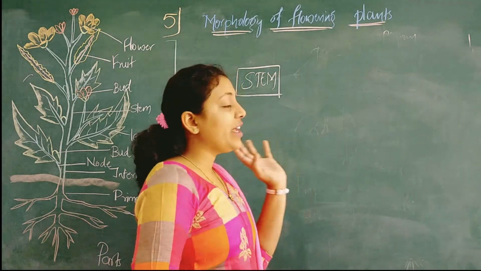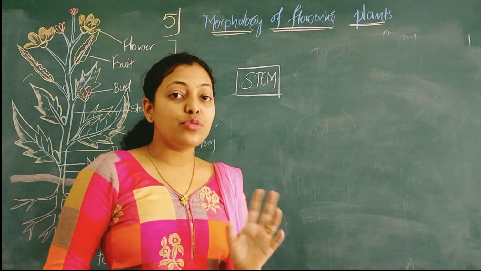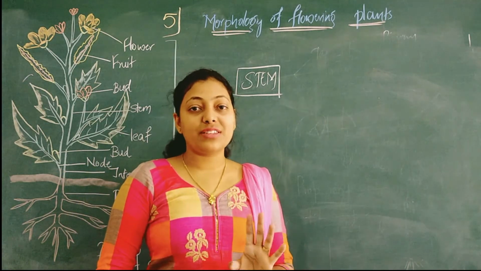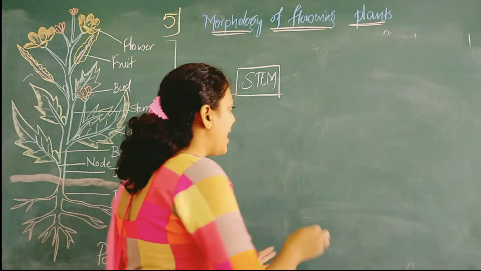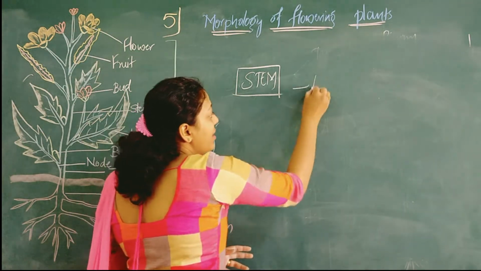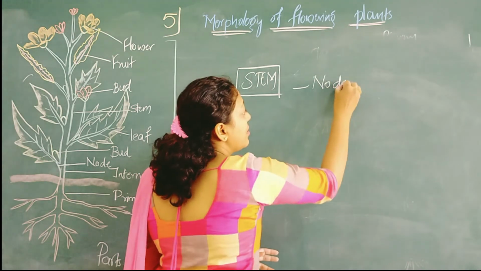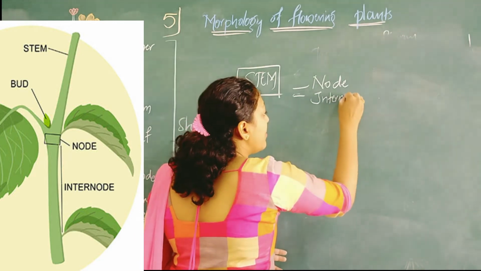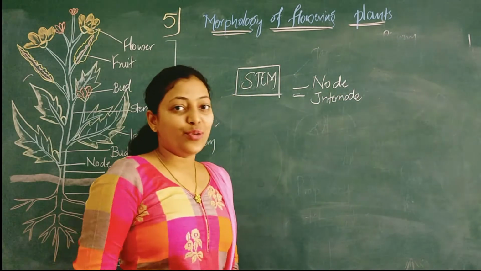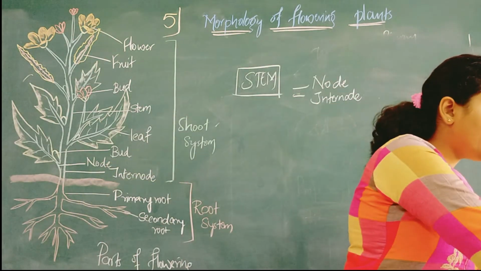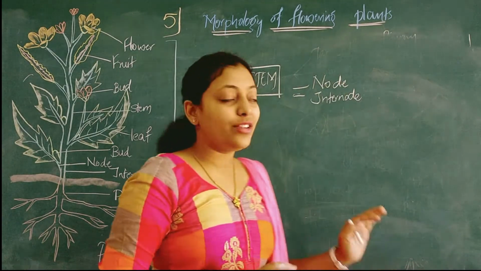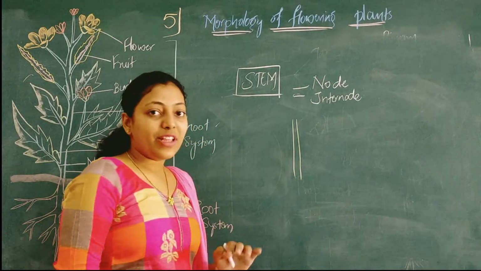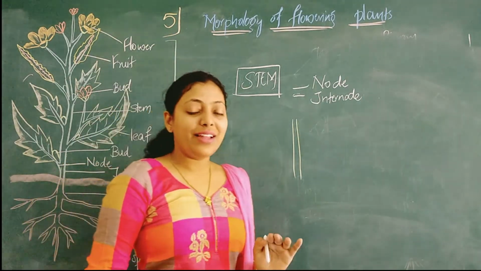When we come to the stem, we basically have two structures over here. I request you not to be confused with the structures which you see. The stem has two different structures. One is the node and the other is the internode. Don't worry, I will draw certain diagrams and help you all understand what a stem is, what a node is, and what an internode is.